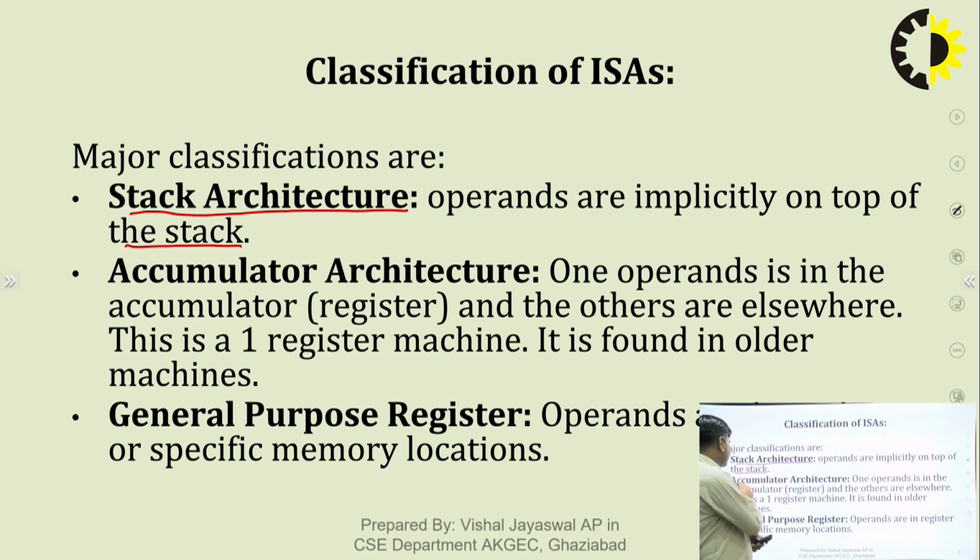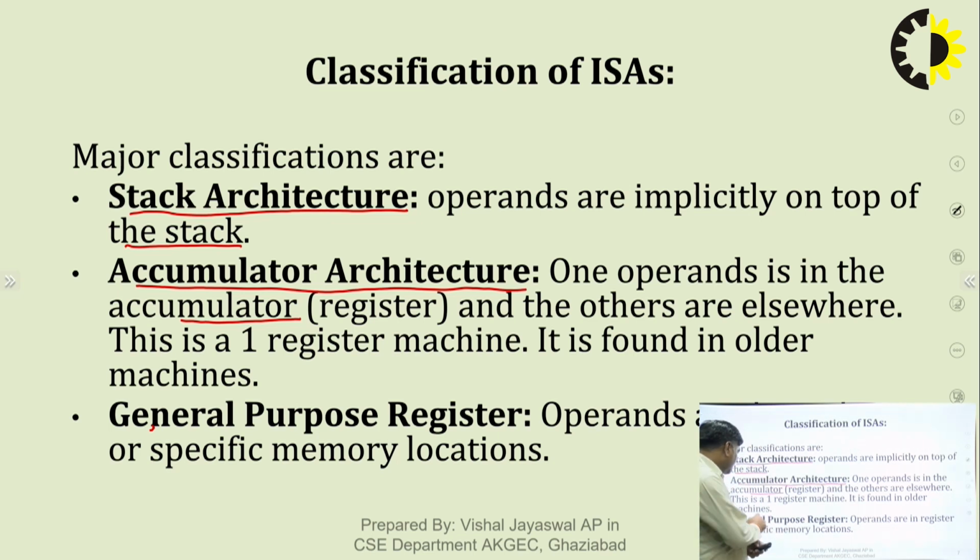Next is accumulator architecture. In accumulator architecture, one operand is in the accumulator and the other is elsewhere. What do we mean by elsewhere? Elsewhere means the memory, a memory address. This is the one register machine, and it is found in older machines. Basically, single accumulator based architecture is also called load store architecture, in which our first operand is always stored in the accumulator register, and the other operand, the second operand, is stored at a memory address.